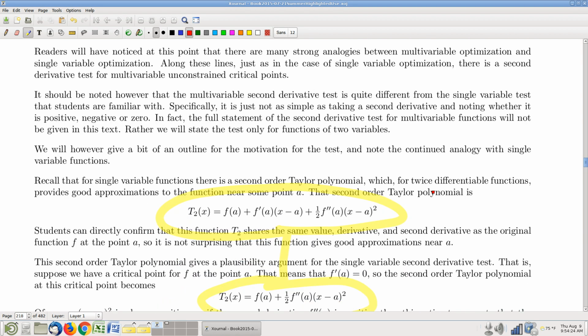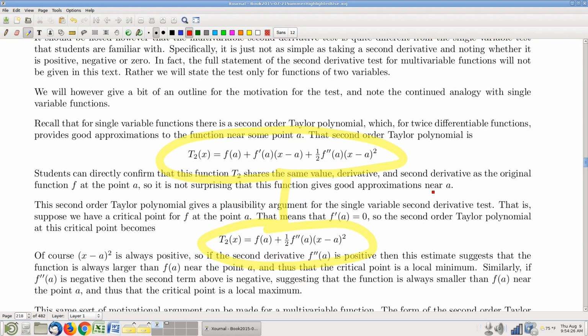Okay, so how do we deal with this? Let me remind you what we do in Calc 1. We talk about the second derivative test. I want to motivate the second derivative test for you a little bit. Here is the Taylor polynomial. I hope you all remember Taylor series and Taylor polynomials. It's a big deal in Calc 2, of course.